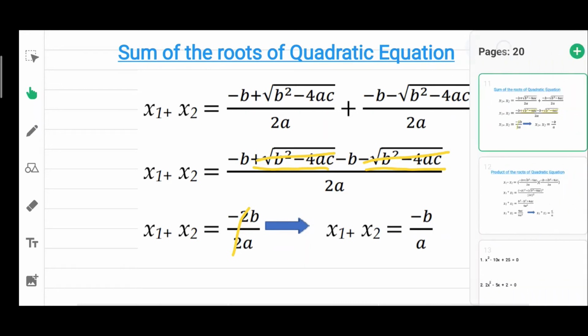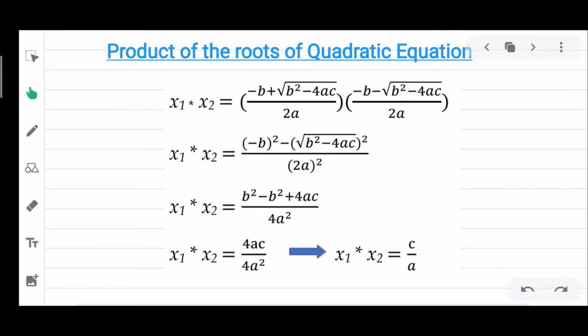Para naman sa product of the roots of quadratic equations, so the same thing din yung gagawin natin. Diba? Kapag kinukuha natin yung first root of quadratic equation, we use the positive sign, and then we use the negative sign for the second root. And then, we multiply these two roots together since product yung pinag-uusapan natin. Okay, kung napapansin niyo yung numerator niya is the factor of difference of two squares. Okay, so it is easier for us to multiply these two terms na nasa taas.